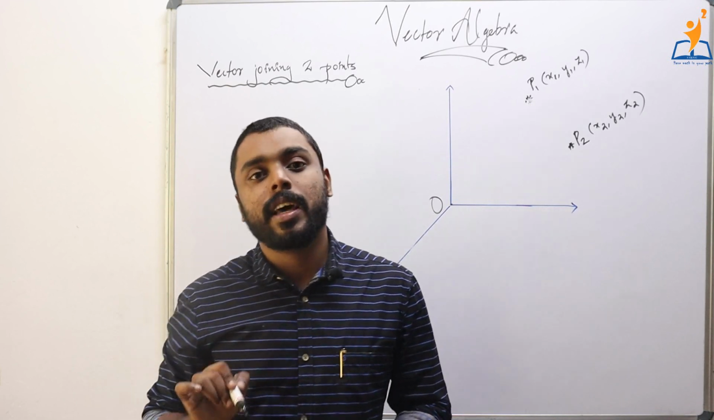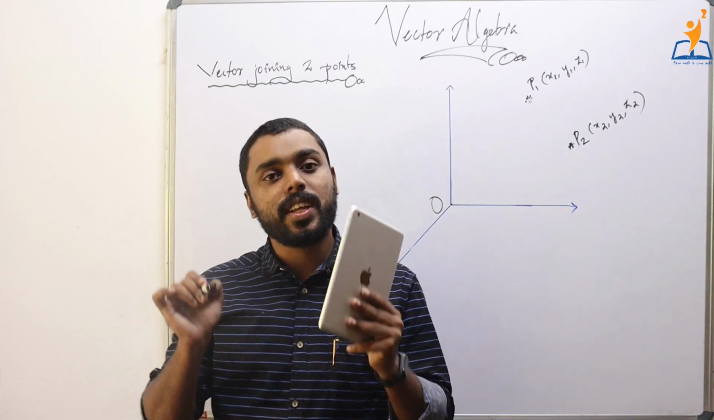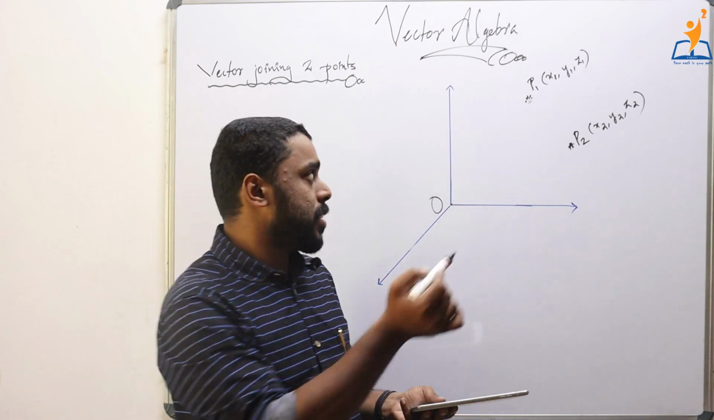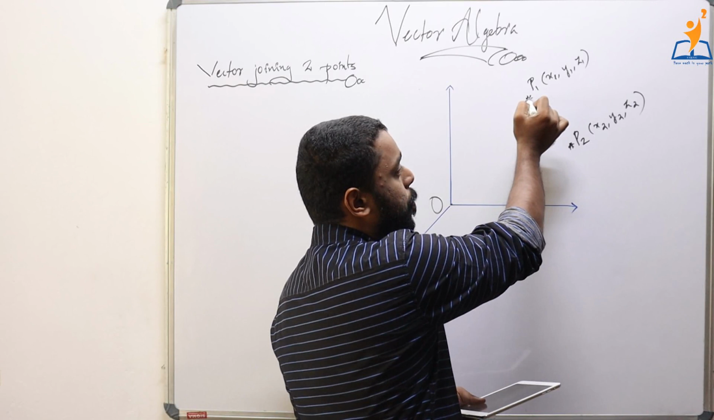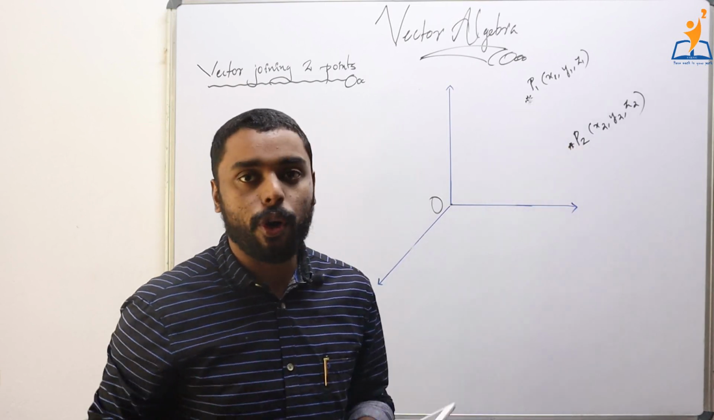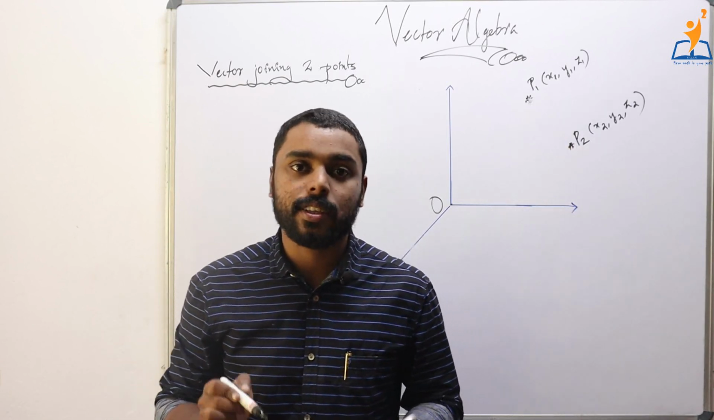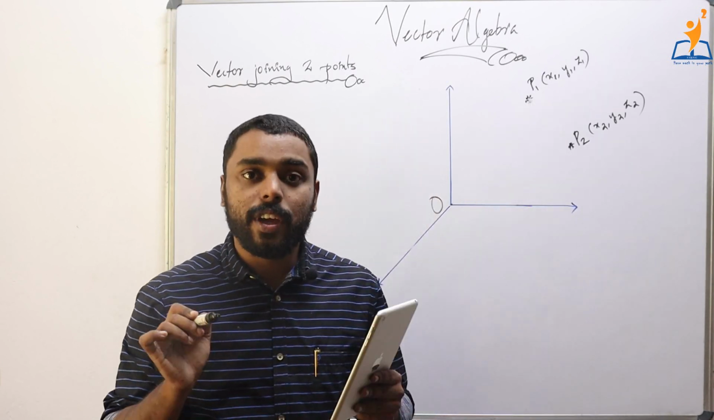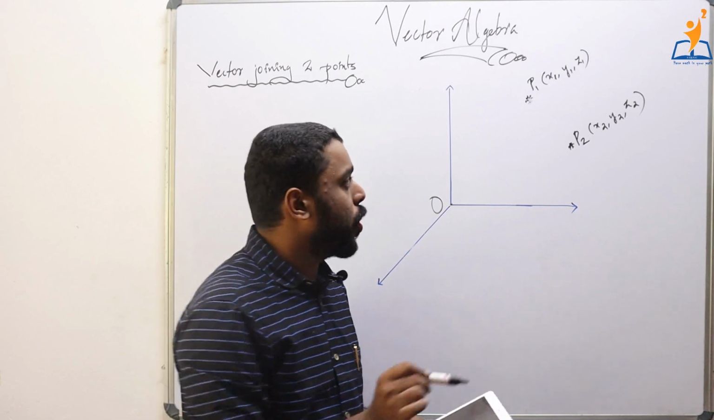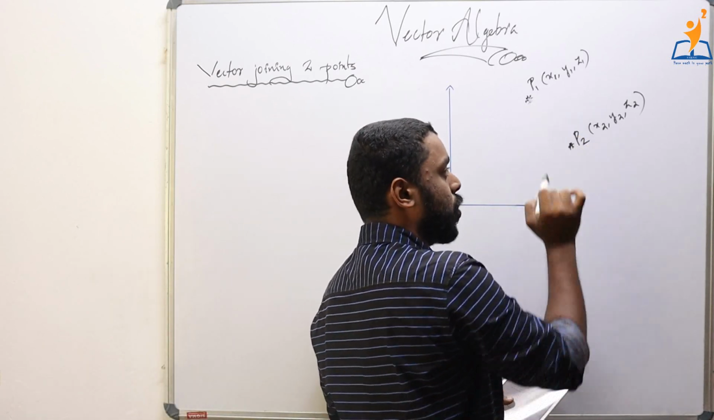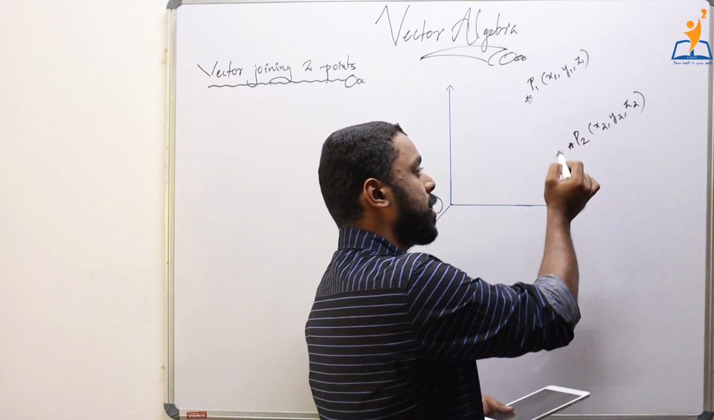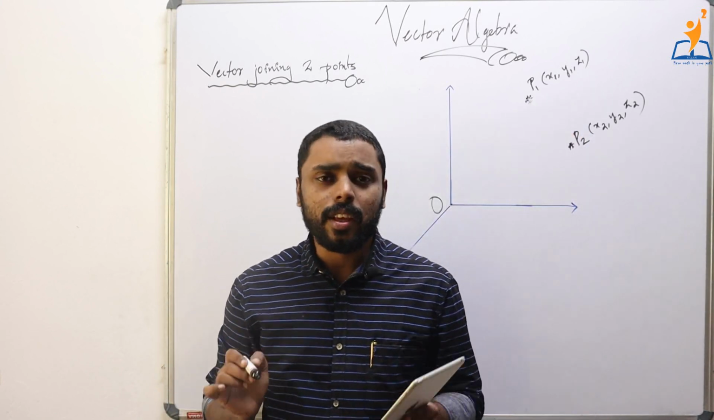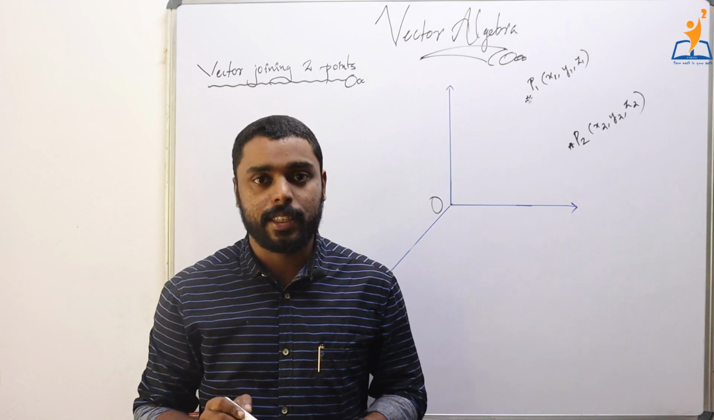But in this class we are going to discuss, suppose we are given two arbitrary points, P1 and P2, and we are going to find the vector joining P1 and P2. That is, we are going to find a vector joining P1 as initial point and P2 as terminal point, or P2 as initial point and P1 as terminal point. Both are easy. So, how can we find this?